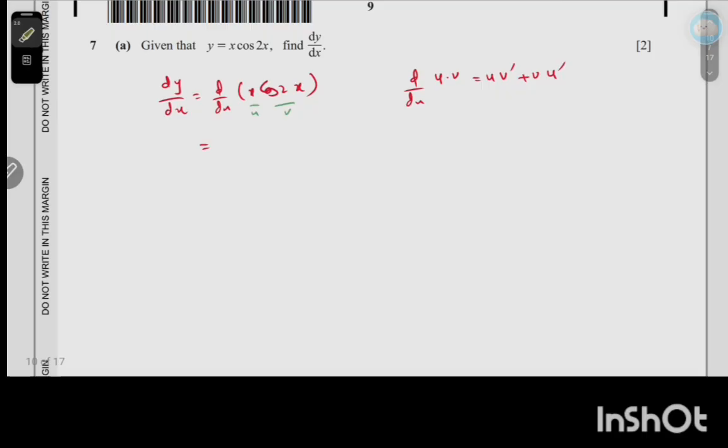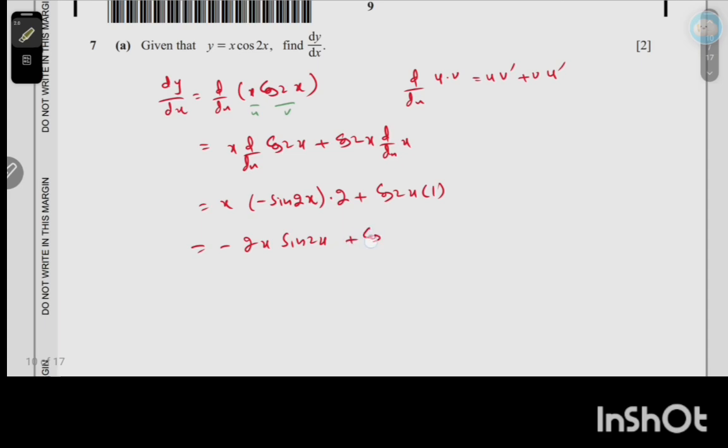Now, for u we have x, and the derivative of cos of 2x, plus cos of 2x, and the derivative of x. So x times the derivative of cos of 2x, which is minus sin of 2x, and the derivative of 2x is 2, so cos 2x times 1. That gives minus 2x sin of 2x plus cos of 2x. This is our required answer.